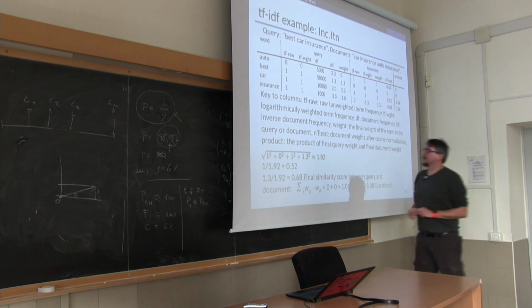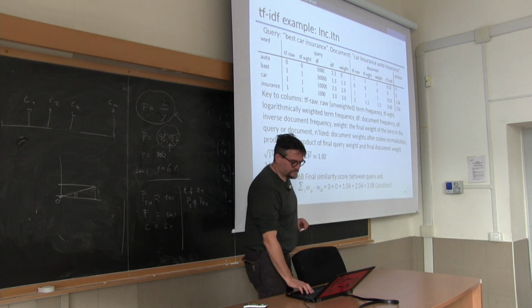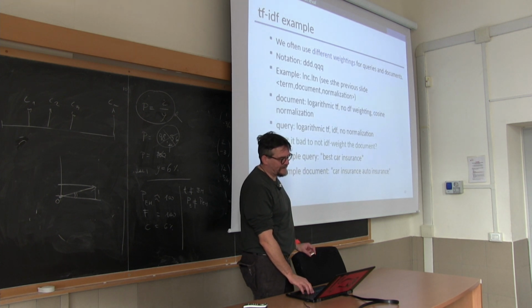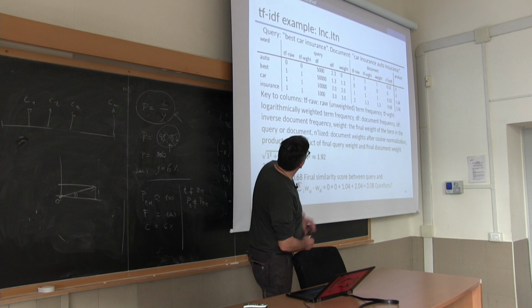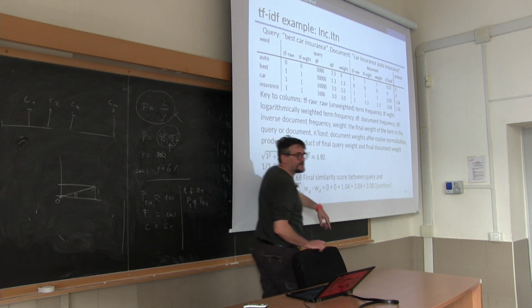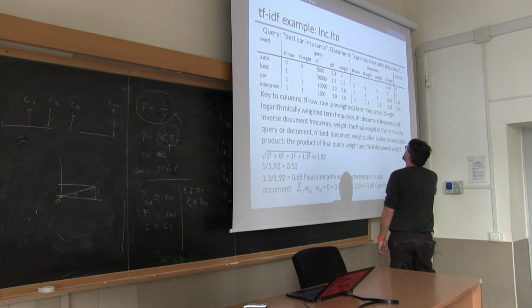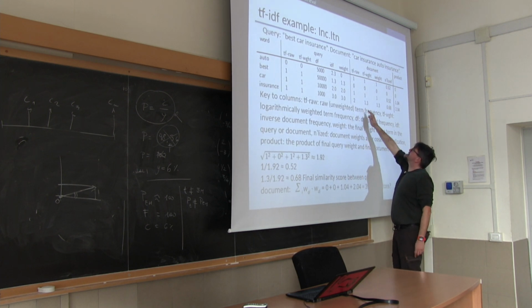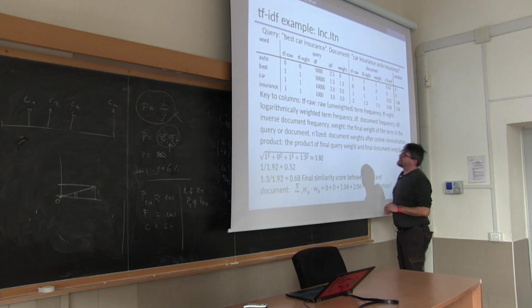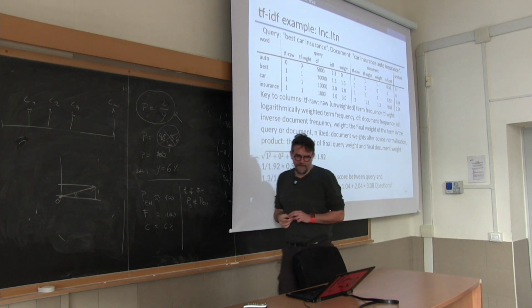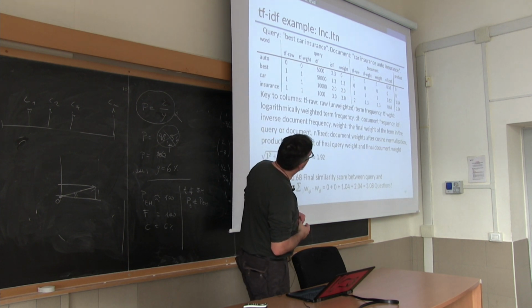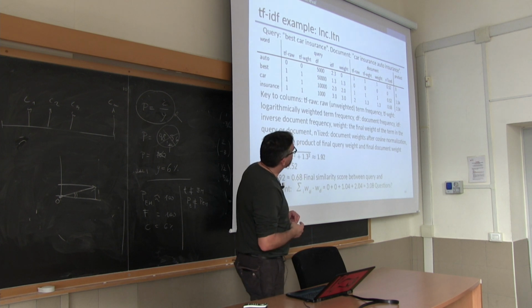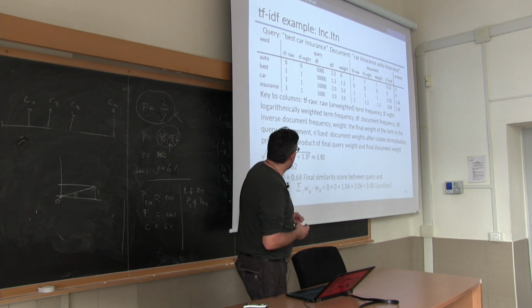Remember that we are considering LNC.LTN. So for the query, we have logarithmic, IDF, non-normalization. While for the document, we don't have IDF because we are in the case in which we are not considering IDF. Again, you can see this is the raw version, and this is the weighted one in which we apply the logarithm, and finally we have the weight and the normalized version.